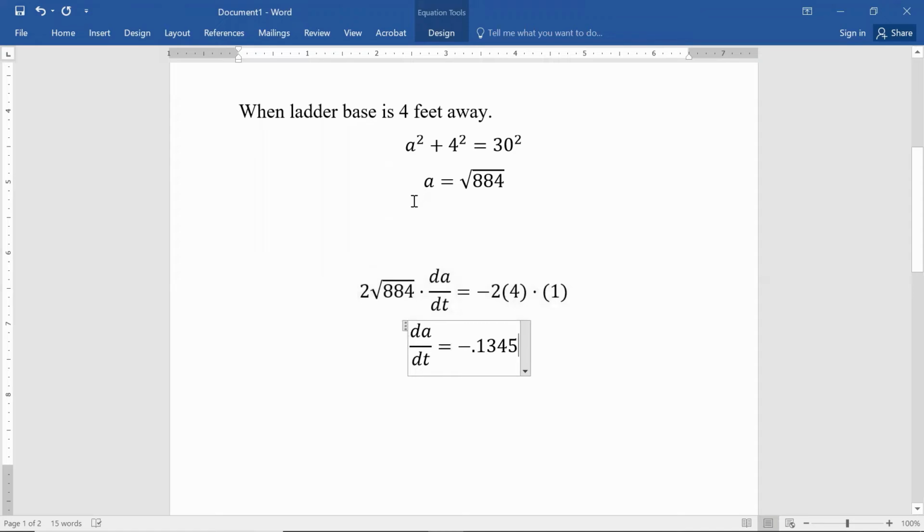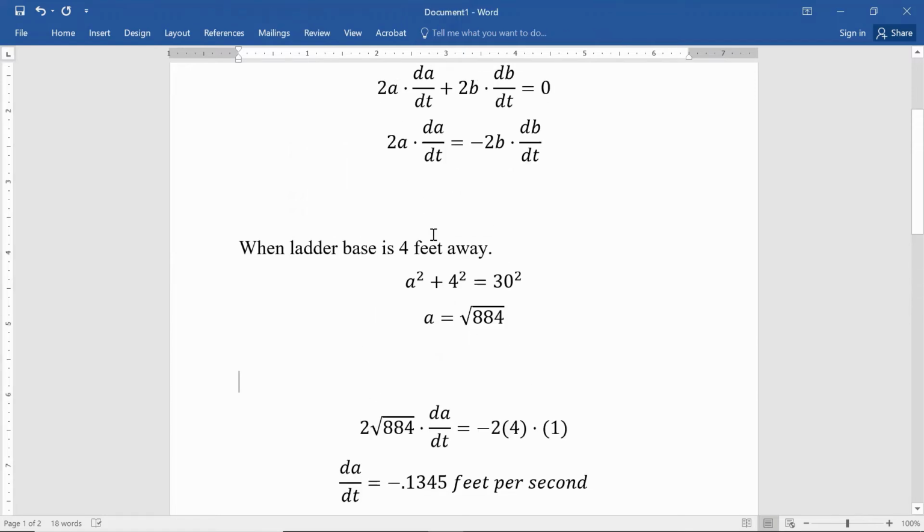So as the ladder moves away from the base, the top only moves down at a rate of about 0.1345 feet per second. Remember, the ladder was moving away at a rate of 1 foot per second at the base, but it doesn't go down very much because the base is pretty close.